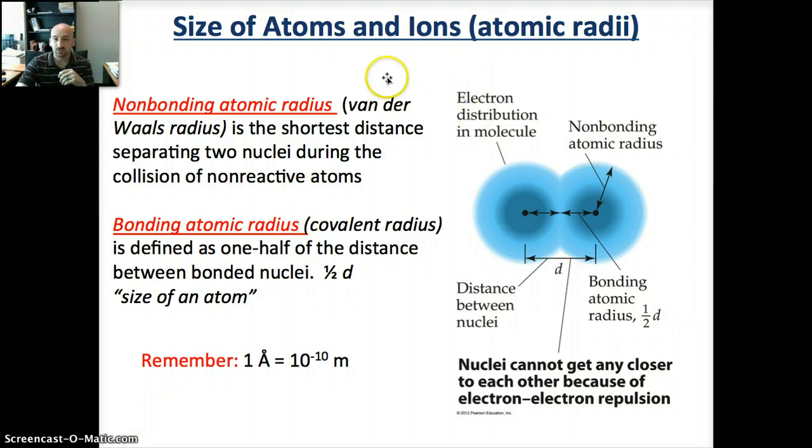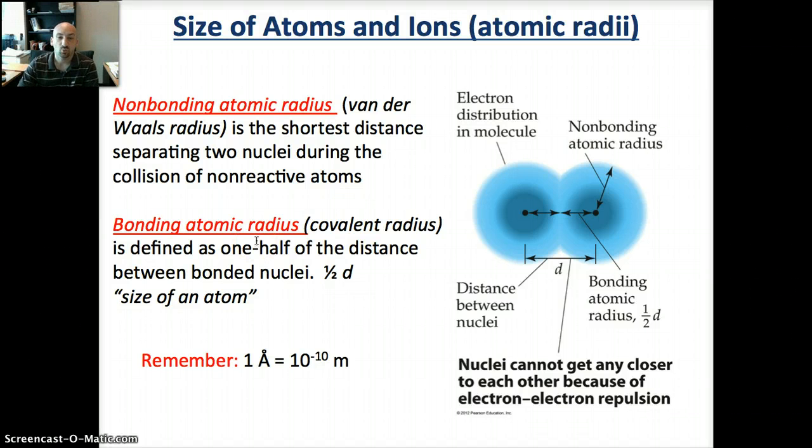If we take a look at the two different types of atomic radii, we have non-bonding atomic radii, which are like the van der Waals radius. It's the shortest distance between two nuclei during the collision of non-reactive atoms. In the figure, here we have one atom, here we have the second atom, and the non-bonding atomic radius is this distance from the nucleus to the outer electron shell.